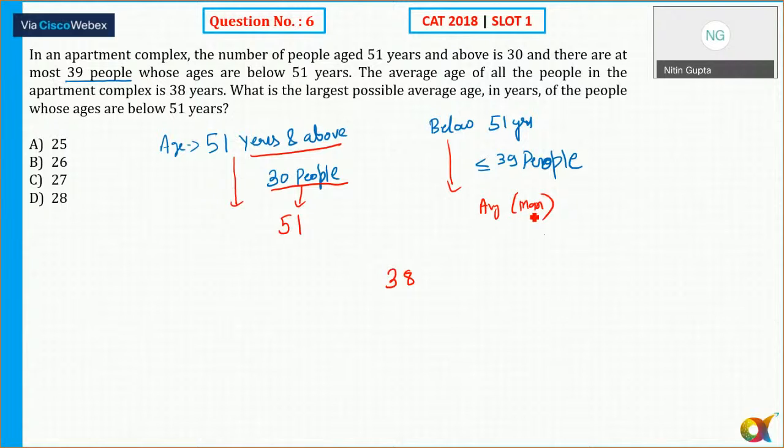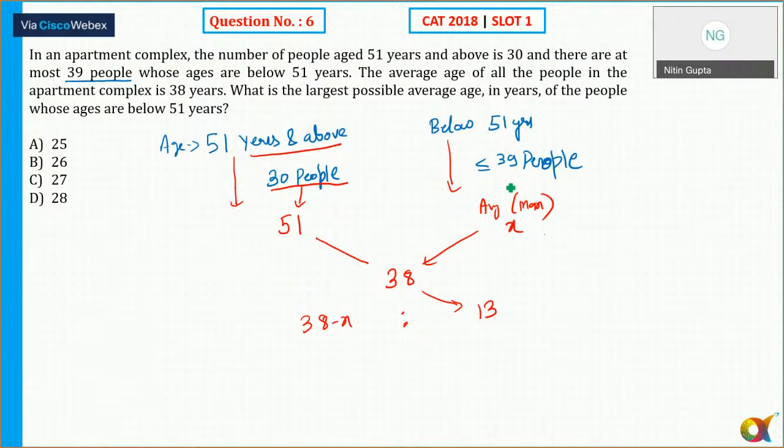Let's say this is equal to X. So applying the allegation rule, 51 minus 38 is equal to 13. X should be between 51 and 38, so here I'll get 38 minus X. So this is the ratio of the number of people. So here the number of people has to be a multiple of 13, and it has to be less than or equal to 39.